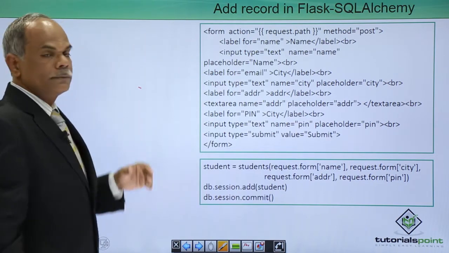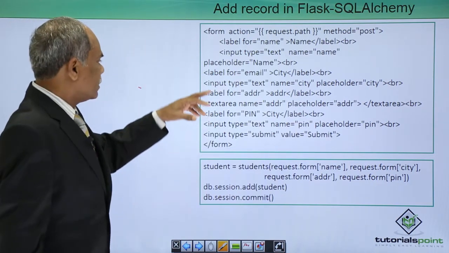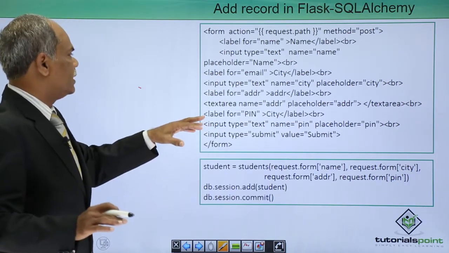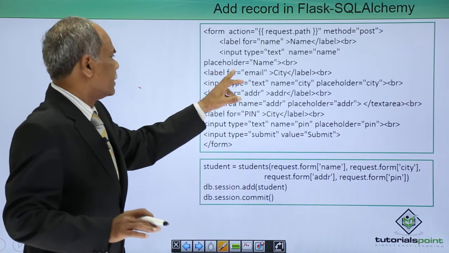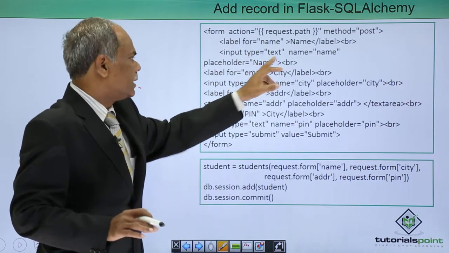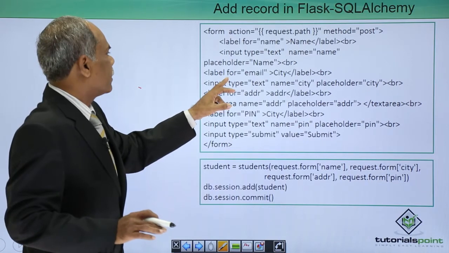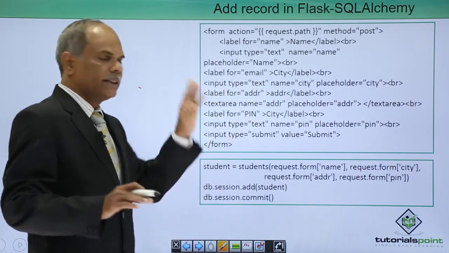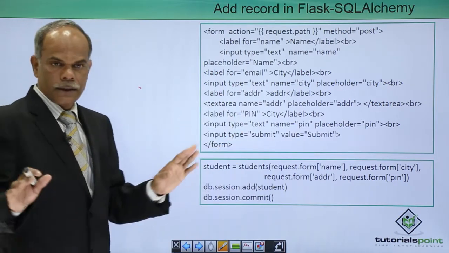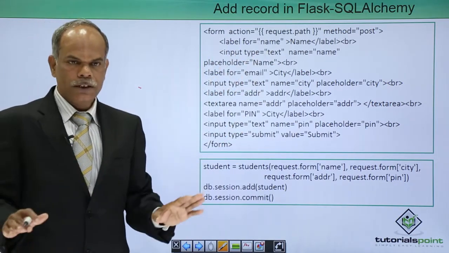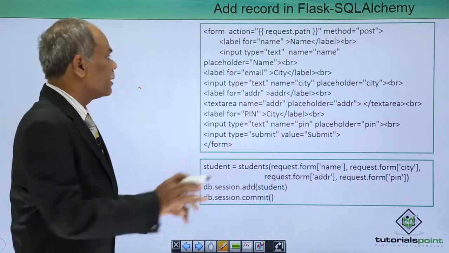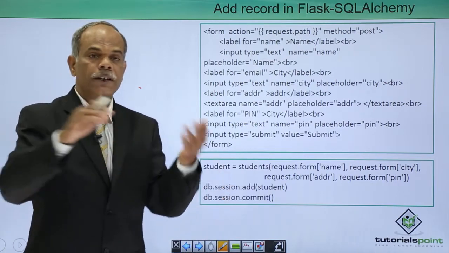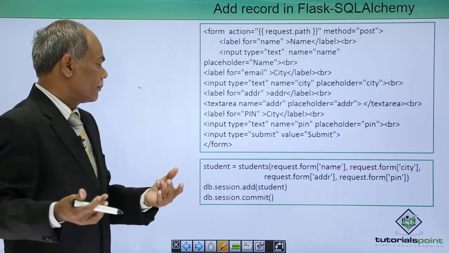Now, this is a form in which there is a provision to enter data into 4 text fields. For example, name has a text field, then email has a text field, then city, pin code, etc. And then there is a submit button. This is a simple HTML form, nothing else. The submit button will take the data back to the request path from which the request was generated.